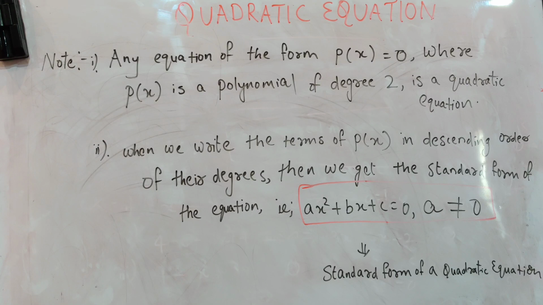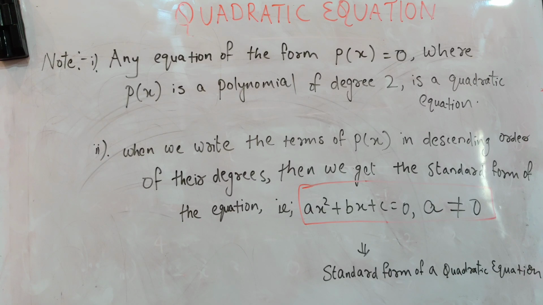It's important to note that any equation of the form p of x equal to 0, where p of x is a polynomial of degree 2, is a quadratic equation. We already studied the definition: an equation of the form ax square plus bx plus c equal to 0, where a, b, c are real numbers and a not equal to 0. So in other words, any equation of the form p of x equal to 0, where p of x is a polynomial of degree 2, is a quadratic equation.